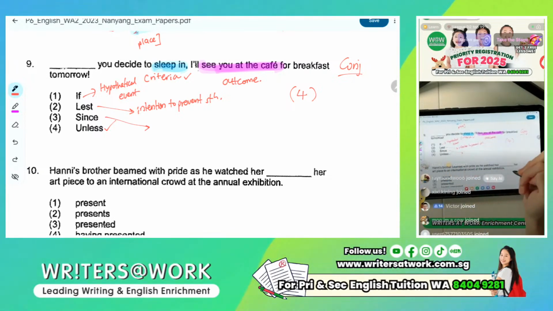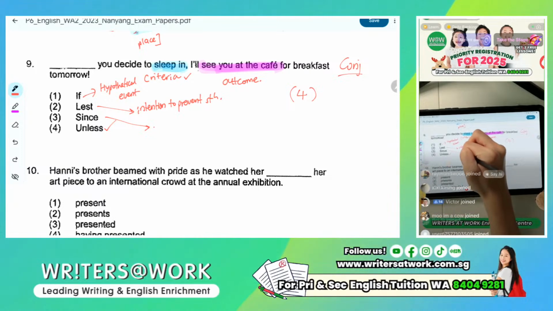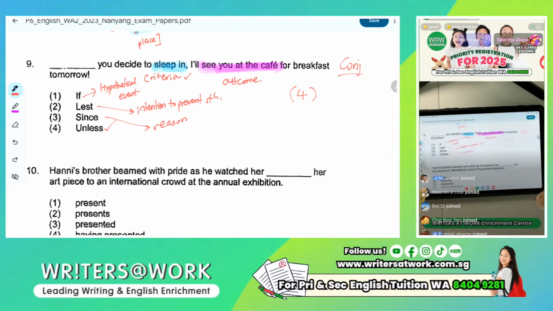Since, this is used to show reason. Or you also can be used to show a certain time period. Since the train broke down, I had to walk to school, showing a reason. Showing a time period. I have been going to this barber since I was young.